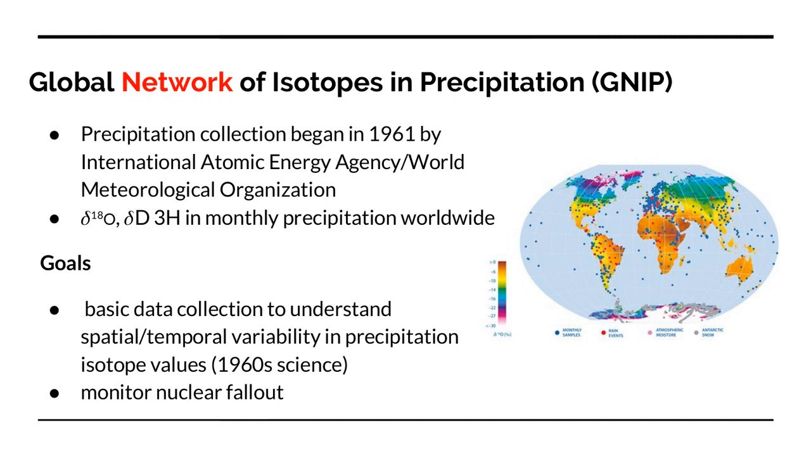And so for each of these sites, we have on a monthly time scale delta 18 of precipitation, delta D of precipitation, and sometimes tritium values. And the goal of this network, when it was developed back in the 1960s, was really just basic data collection to understand, from a zeroth order, as Adriana mentioned, spatial and temporal variability in precipitation isotope values. And the secondary goal, of course, was to monitor nuclear fallout via the tritium isotopes.